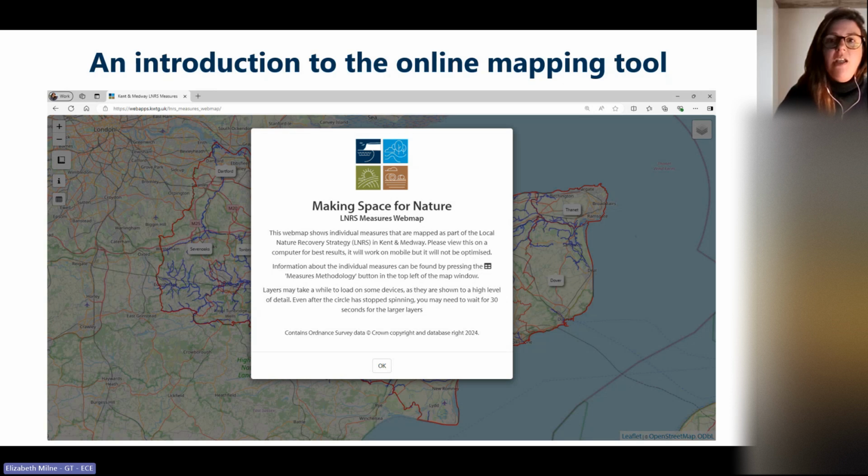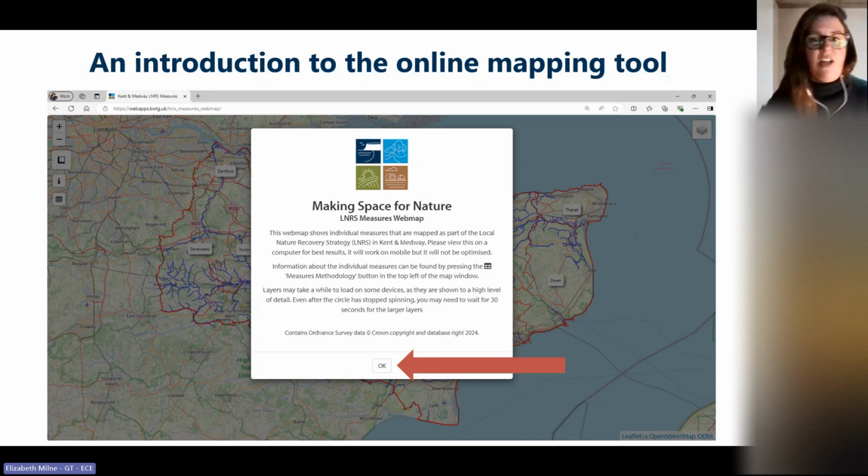So when you first launch the mapping tool, you will see this box pops up, and there's just a few notes to help you understand what the tool is, and you just simply click OK, and that will take you through. There is a lot of data that sits behind the mapping tool. So some of the layers may take a while to load, and the time it takes will depend on your own internet speed and your own computer as well. But it could be potentially up to 2 minutes. It shouldn't be, but it could be. If it stretches over that, it's suggested that it's probably worth refreshing the page. And if you do have continuing issues with it, then please let us know.